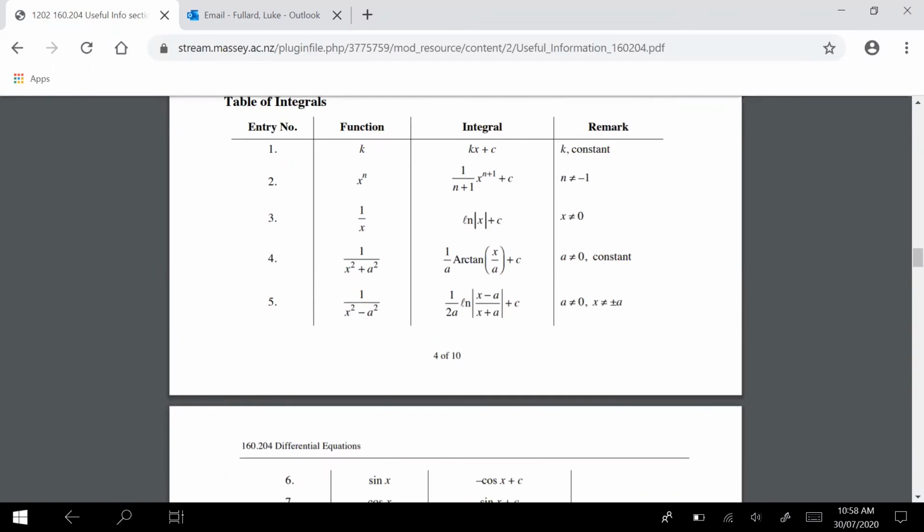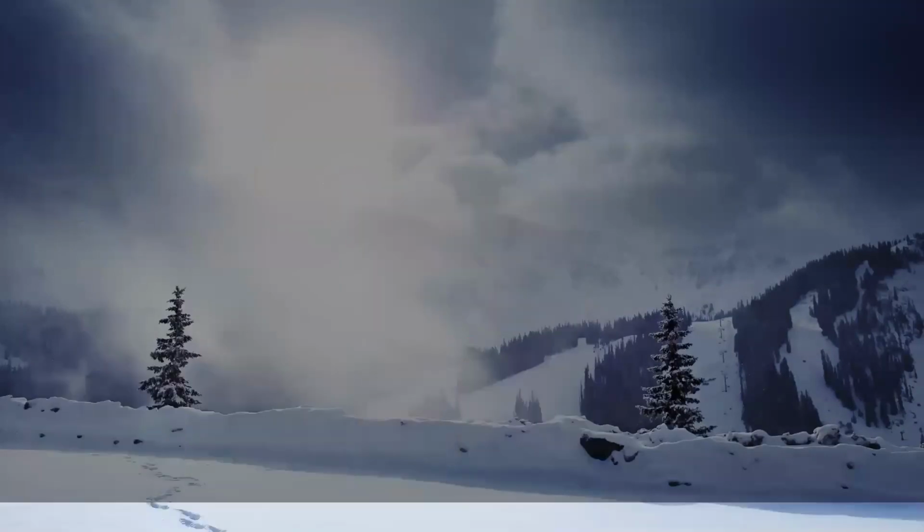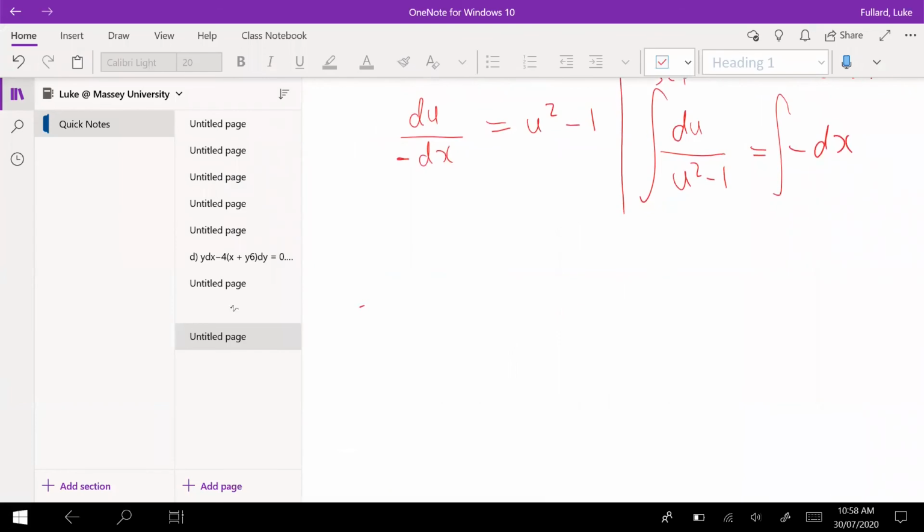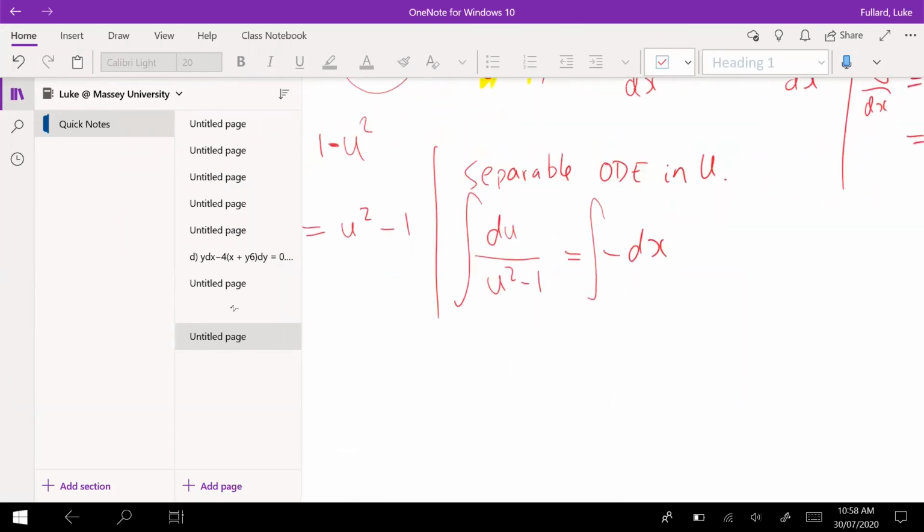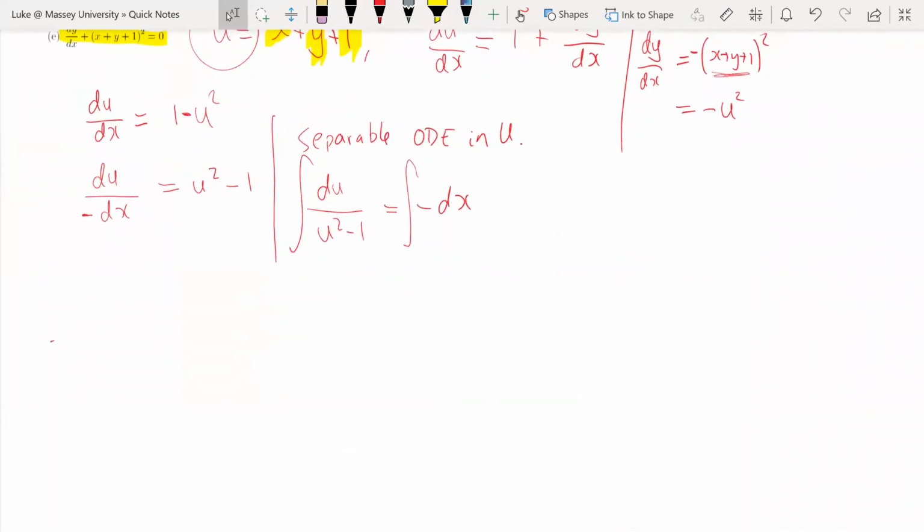You may be able to see that this integral number 5 here is exactly the form that we have, except u is the variable rather than x, and our a squared is just equal to 1, so a is just equal to 1. So in fact that integral that we were looking at before is just going to be equal to 1 over 2 times a, so 1 over 2 times the log of u minus 1 over u plus 1. So this integral here is going to turn into 1 over 2 times the log of u minus 1 over u plus 1.